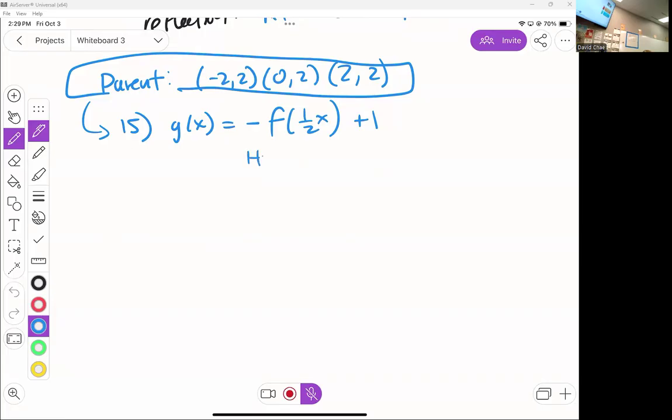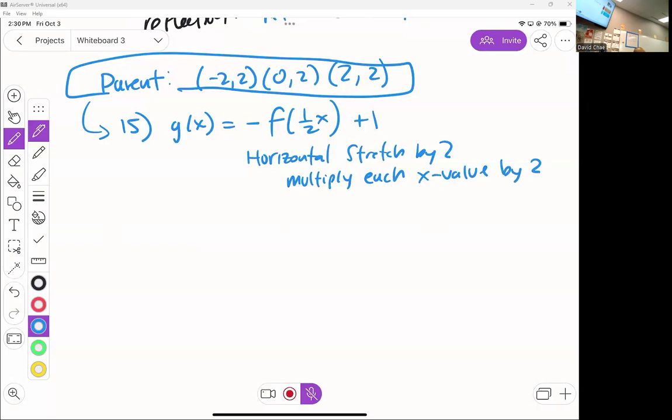It's a horizontal stretch by what? By 2, which means what? I am going to multiply each X value by 2. All right, does that make sense? So let's do that first part. It is negative 4, 2, 0, 2, and 4, 2. Does everyone understand that?